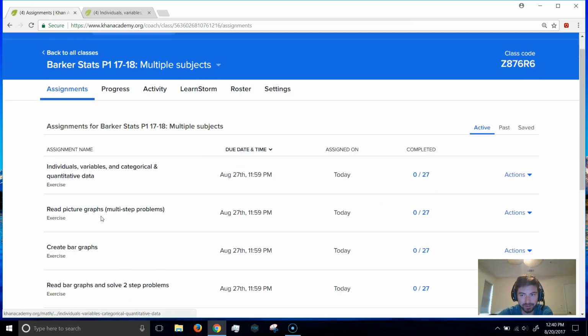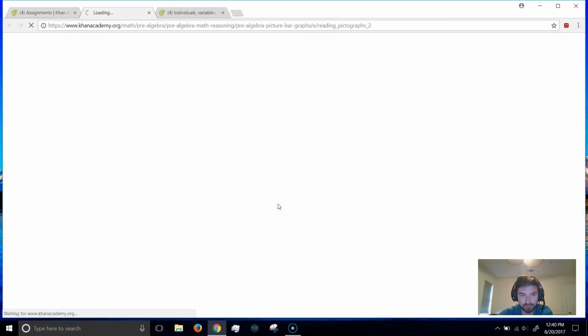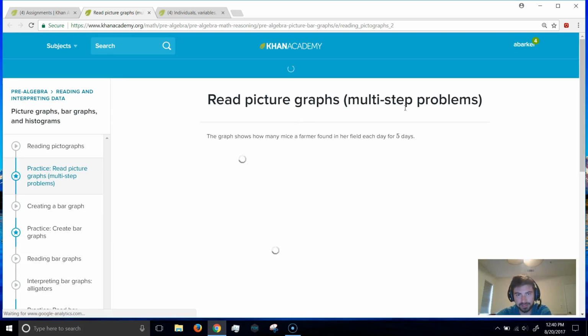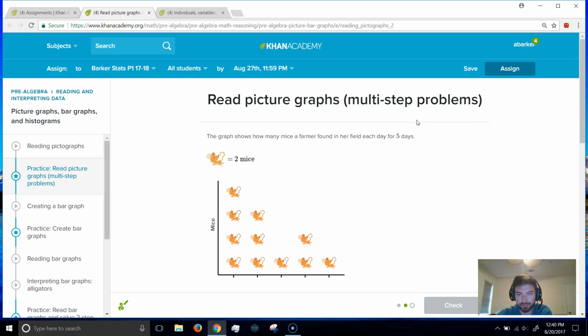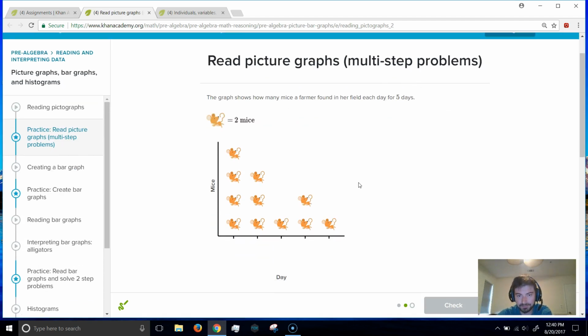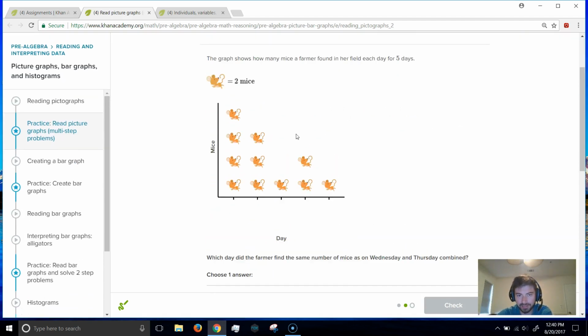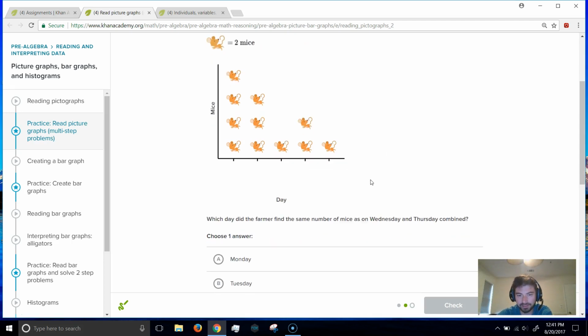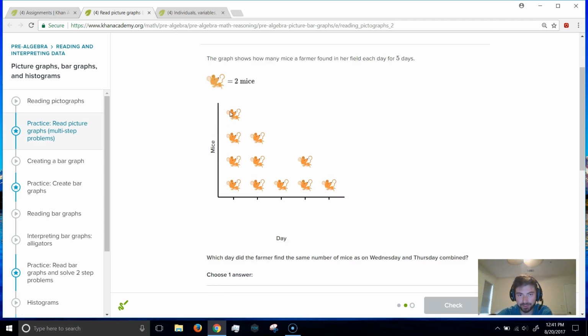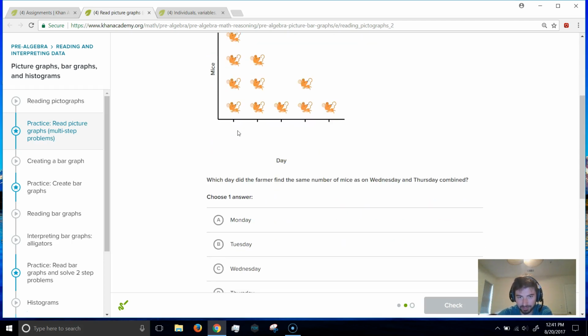Okay. So I did the first one. Now I'm going to do the next one, reading picture graphs. In parentheses it says multi-step problems. So what this means is that there's going to be a couple things we have to consider. So here I have a little data graph. The graph shows how many mice a farmer found in her field each day for 5 days. So each mouse represents 2 mice, but check this out. Our x-axis is blank. So let's see what's happening here.